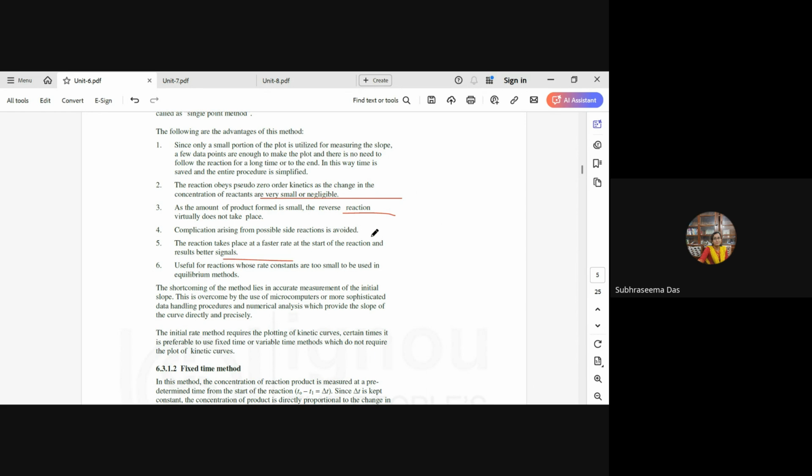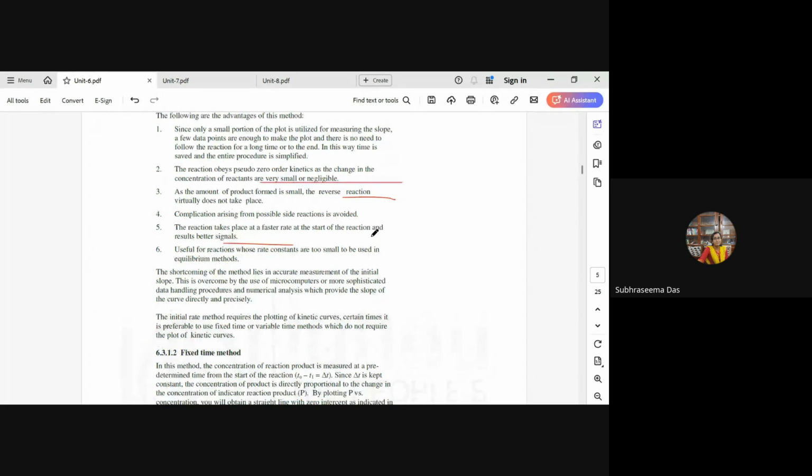Such types of plots are useful for reactions where the rate constants are small, so we can use this single point method for determination of the rate constant. One of the shortcomings of this method lies in the accurate measurement of the initial slope, because the gap is very low. The accurate measurement of the initial slope is very difficult, and that is one of the shortcomings of this method.